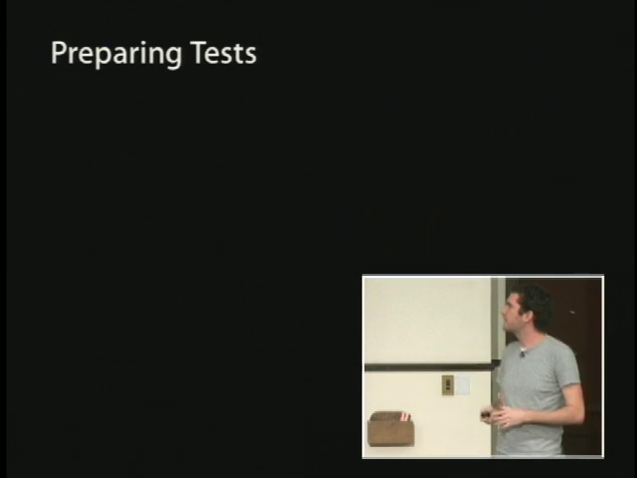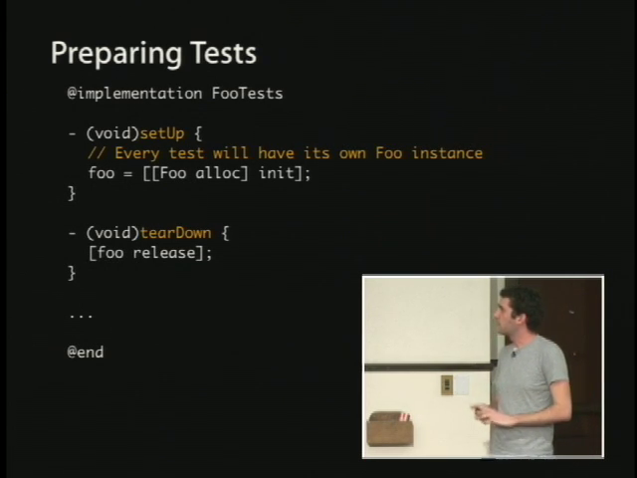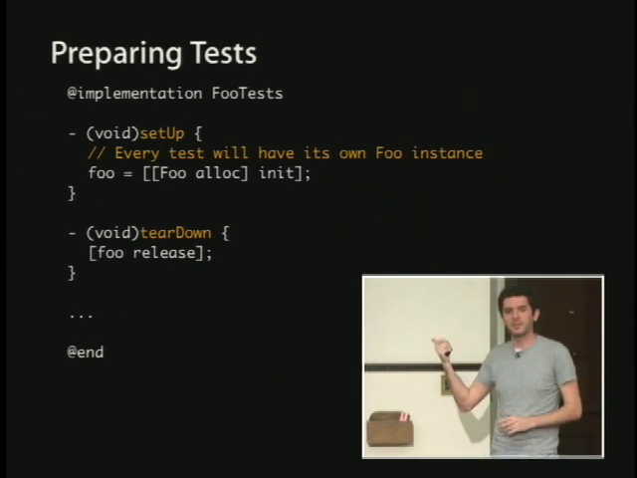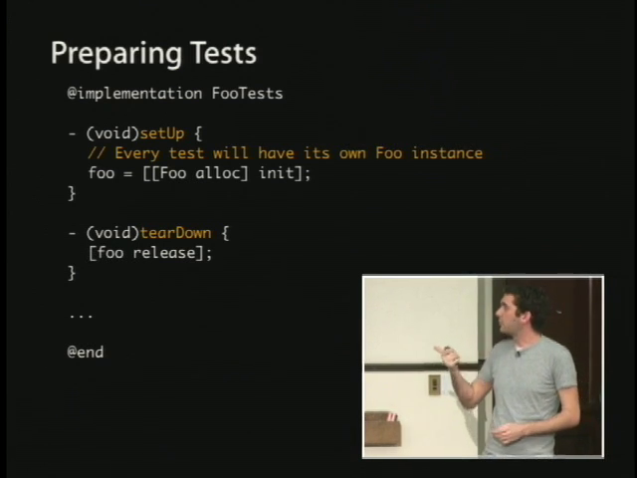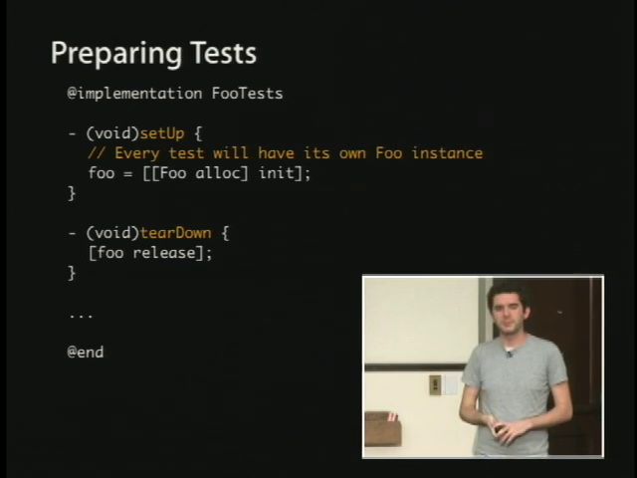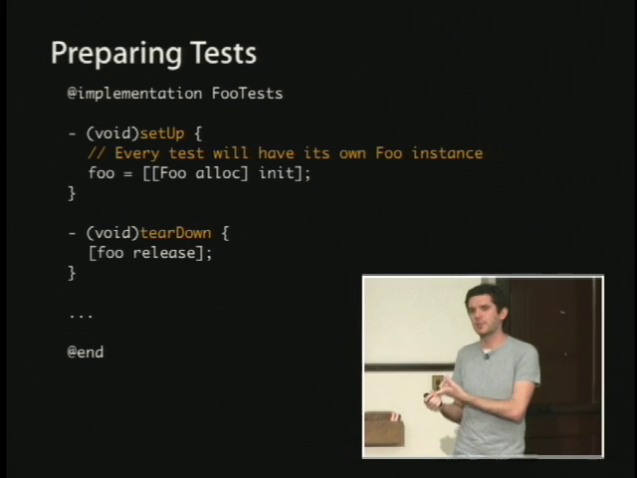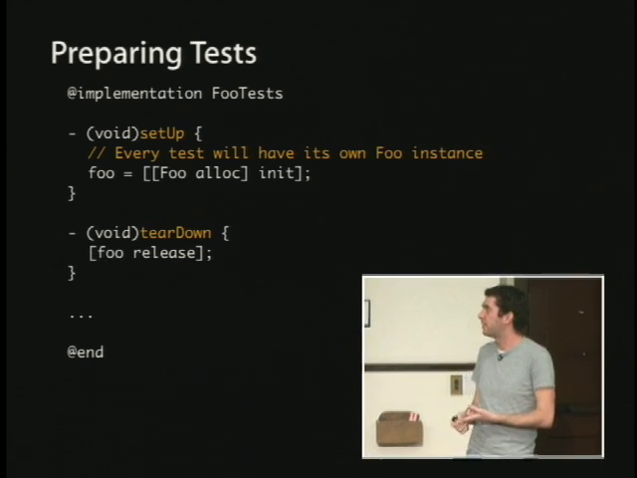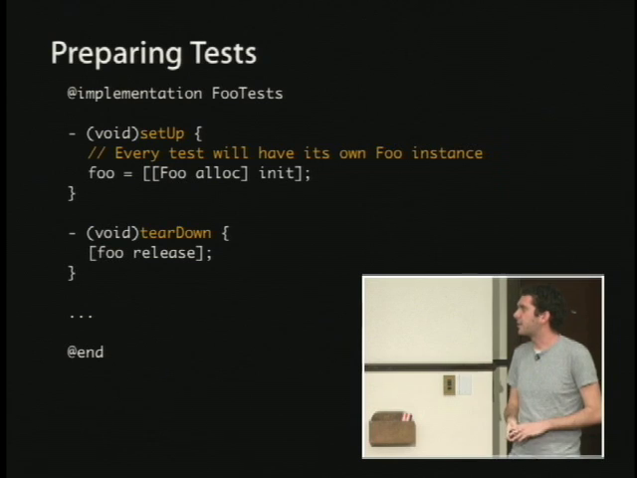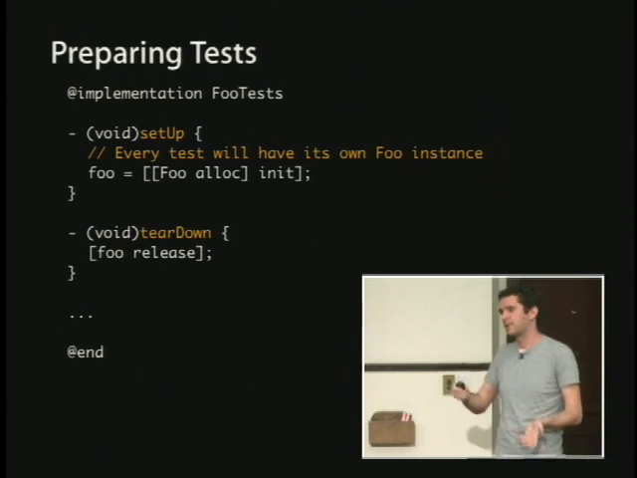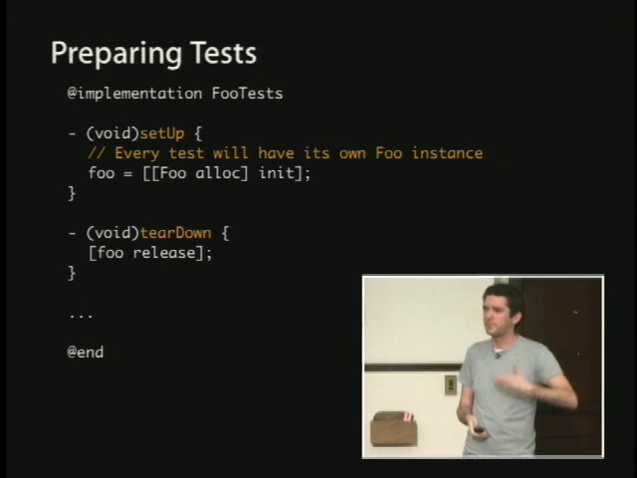The implementation is actually no more complicated, really. We're basically implementing the setup and teardown methods that we just talked about, and we'll alloc init one of these foo objects in the setup. So every new test case that we run will have a brand new foo object, and we'll release it in teardown so that it gets cleaned up afterwards, and we're not leaking memory all over the place while trying to run our test cases.